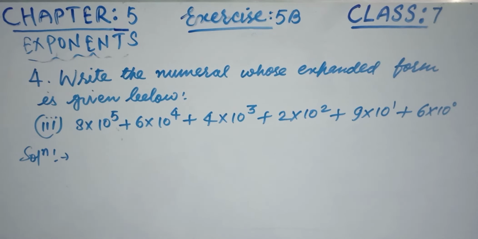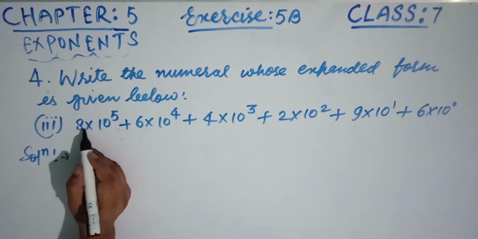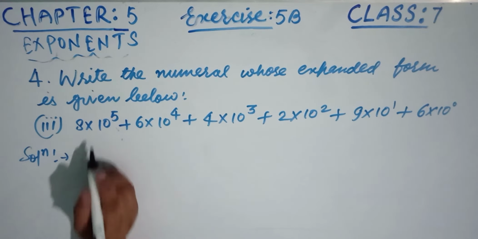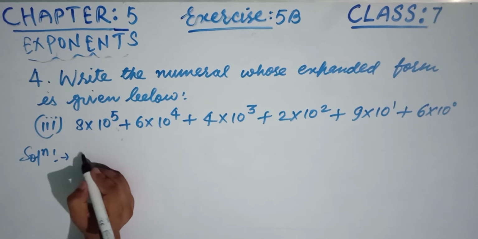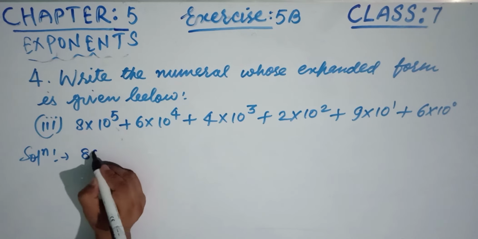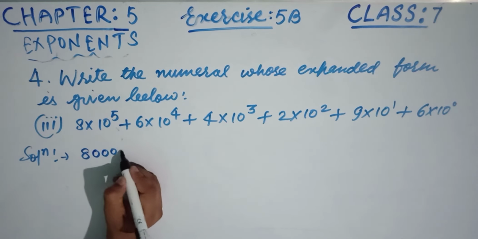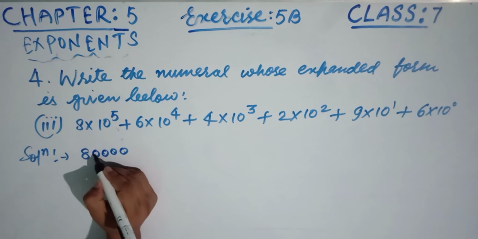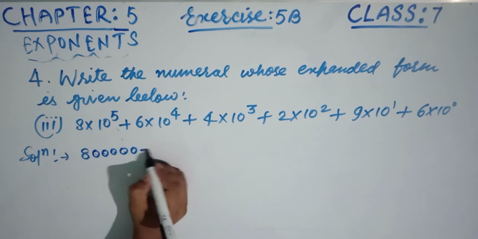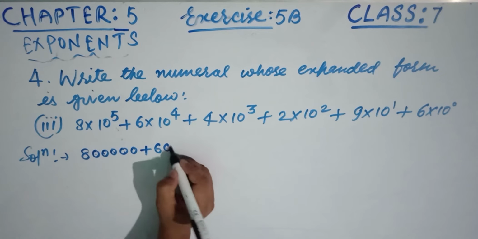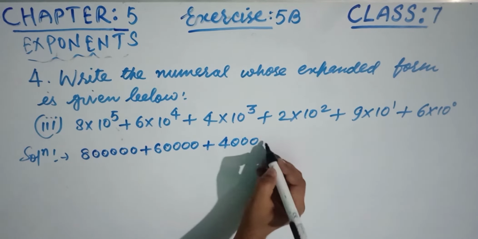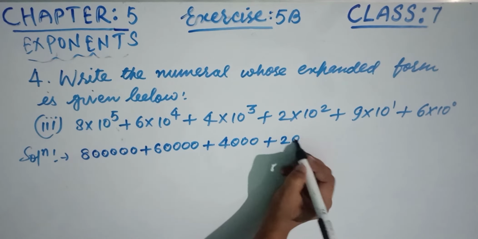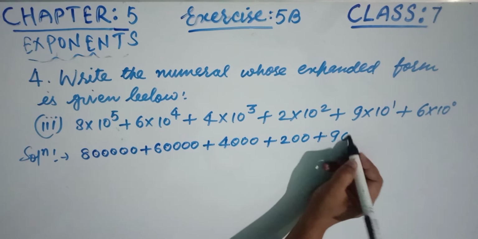Okay, now see friends, this is 8 multiplied by 10 to the power 5, that is 5 times 0, plus 6 multiplied by 10 to the power 4, that is 4 times 0. So this could be written, friends, as 8 with 5 zeros, 1 2 3 4 5, plus this is 4 times 0 friends, this is 3 times 0 friends, and this is 2, here the 2 times 0, this is only 1 times 0, and this is 0.